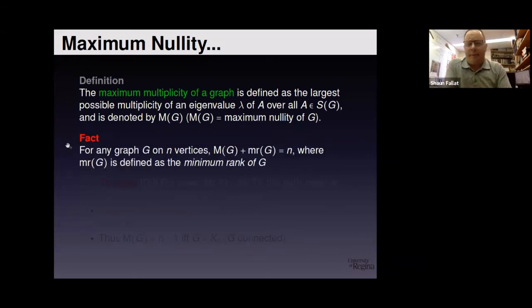When I started studying maximum nullity, I also became interested in the concept of minimum rank. This is little MR right here, and it's exactly what you think of it. You just take the ranks of all the matrices in S of G and take the smallest possible rank. Of course, a famous fact in basic linear algebra is that nullity plus rank equals the number of columns. The same thing holds true when you maximize one end and minimize the other end. You still get this basic relation.